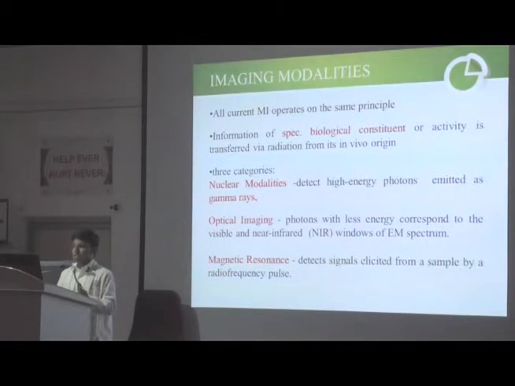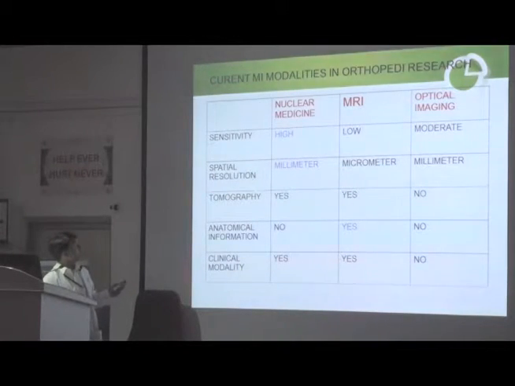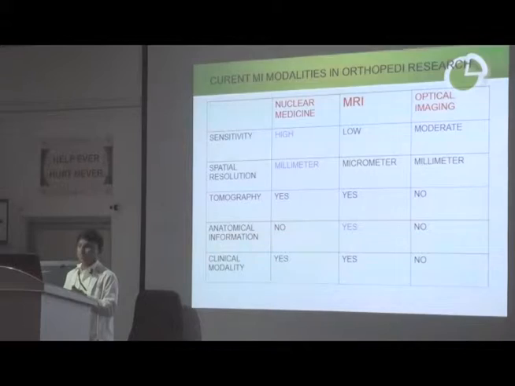In nuclear imaging, there are certain modalities. That is, nuclear modalities, optical imaging, and magnetic resonance. This slide shows that the sensitivity of nuclear medicine is very high, whereas optical imaging is moderate. For anatomical information, nuclear medicine gives none, whereas MRI gives less. So with upcoming fusion imaging, when you go for PET-MRI or SPECT-MRI, we get better resolution and a better image. We can detect both morphological and anatomical resolution.